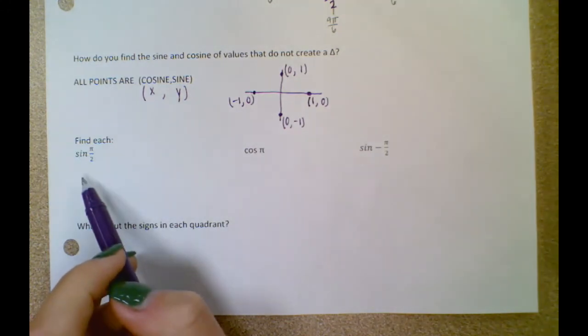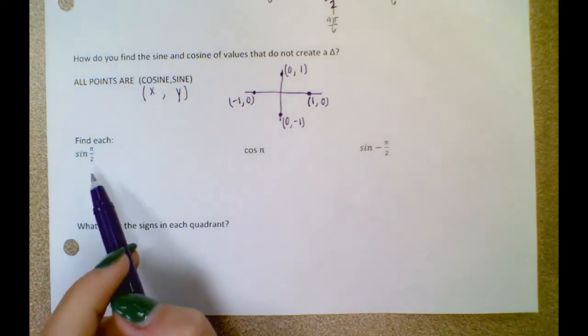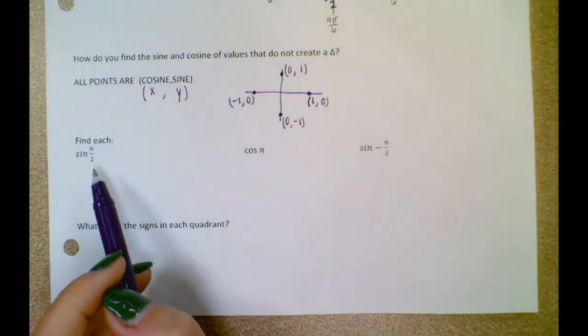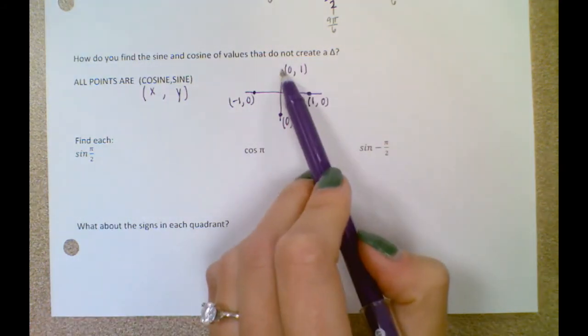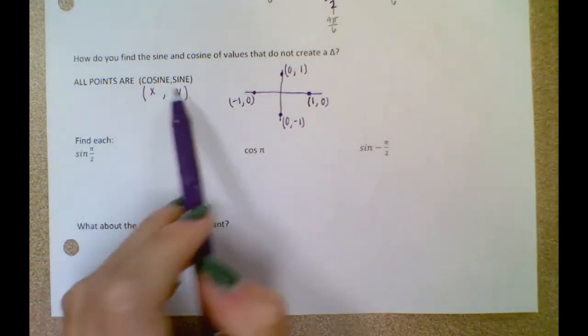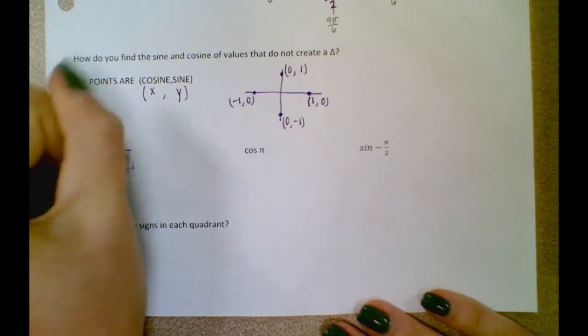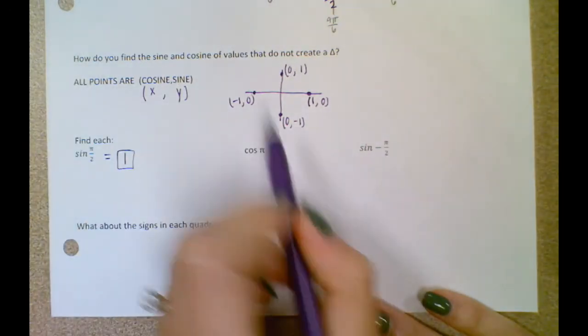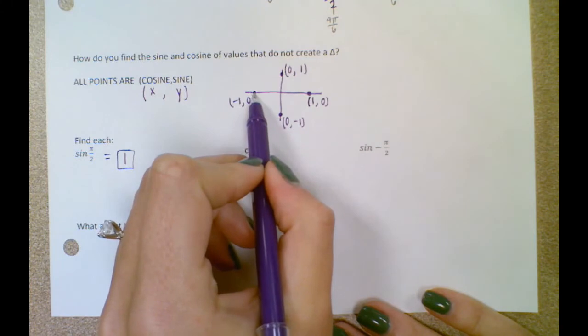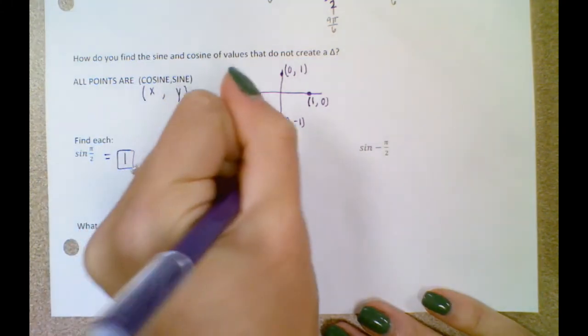So I want to find sine of pi over 2. Well, if you look back at your unit circle, pi over 2 is all the way up here, right? Since I want the sine value, I just want the y coordinate of that, which is 1. So that just equals 1. All right, cosine of pi. Here's pi. The cosine value is the x value, so this is -1.